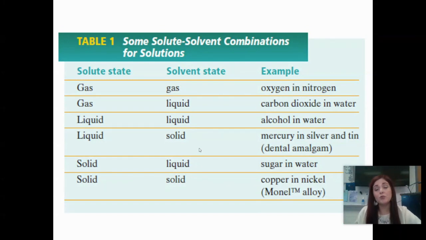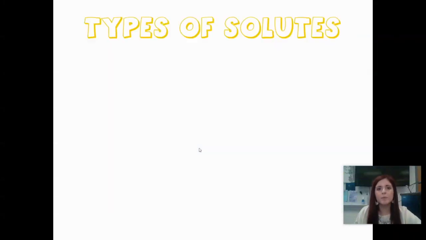Or we can have alloys, a metal that's dispersed within another metal, right? Two solid phases of matter. An example of that would be copper and nickel. So that would be like your brass. Steel is another alloy. Steel is an alloy with a carbon solute and an iron solvent. Lots of different types of solutions. They don't necessarily have to be just solid solutes in liquid solvents. There's lots of different combinations.